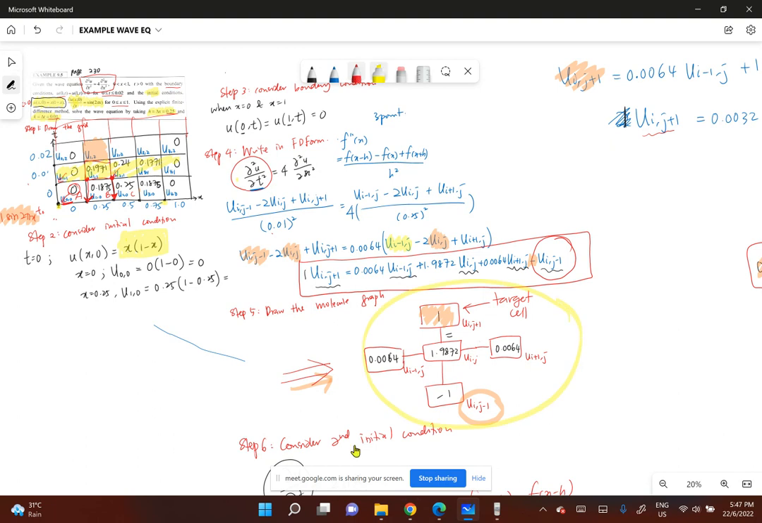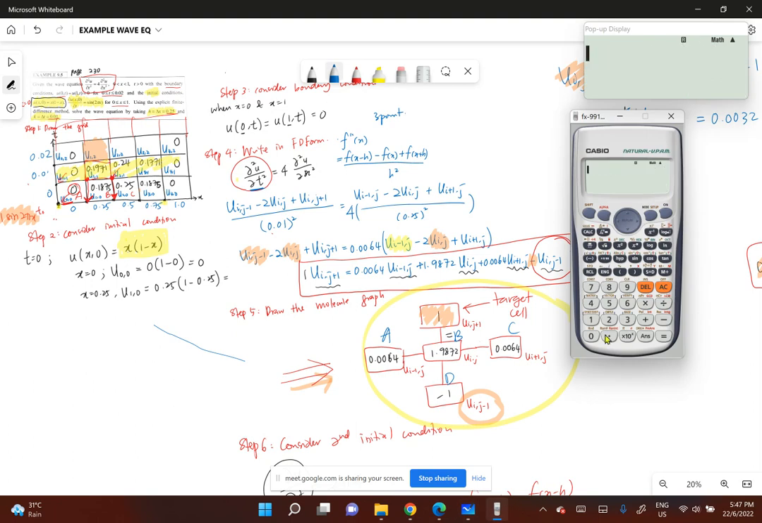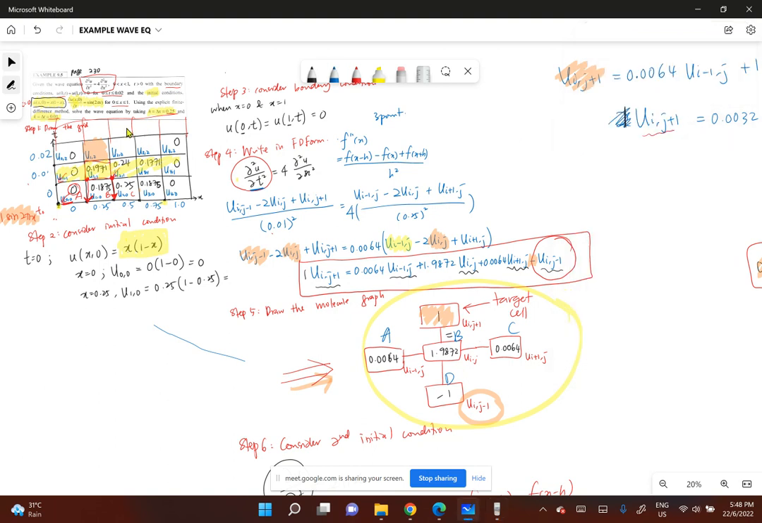So the rest we will have to use this molecule graph. Okay, so this one I will key in the formula. So I will key in this one as A, this one is B, this one is C, and this one is D. So key in the formula: 0.0064 alpha A plus 1.9872 alpha B plus 0.0064 alpha C. Lepas tu ada T lagi, minus alpha D. Okay, so then calculate. Sekejap saya delete dulu.